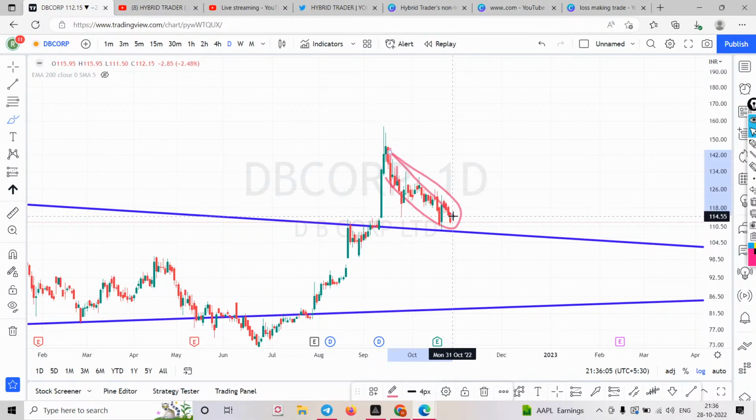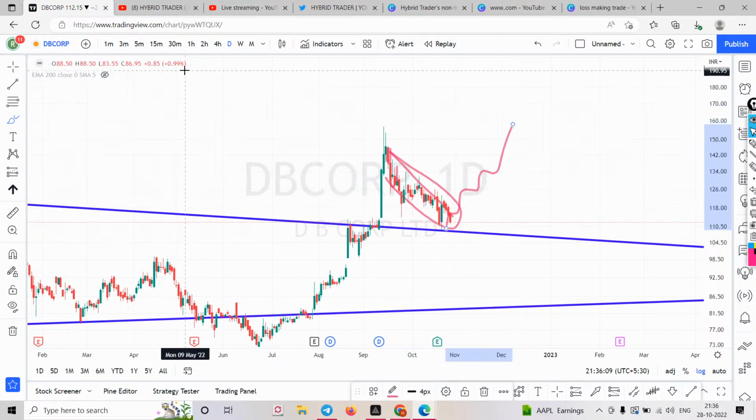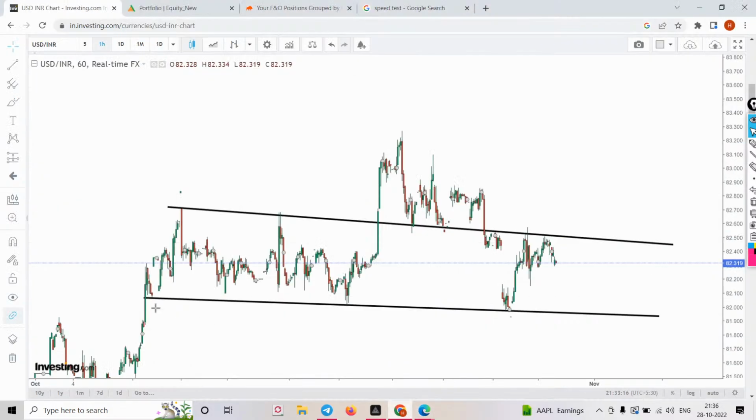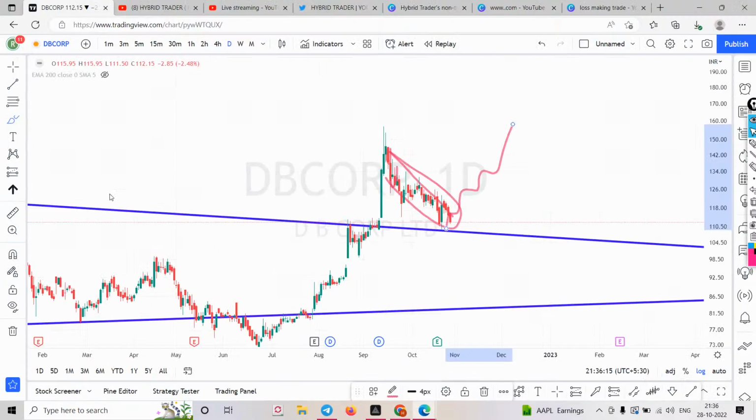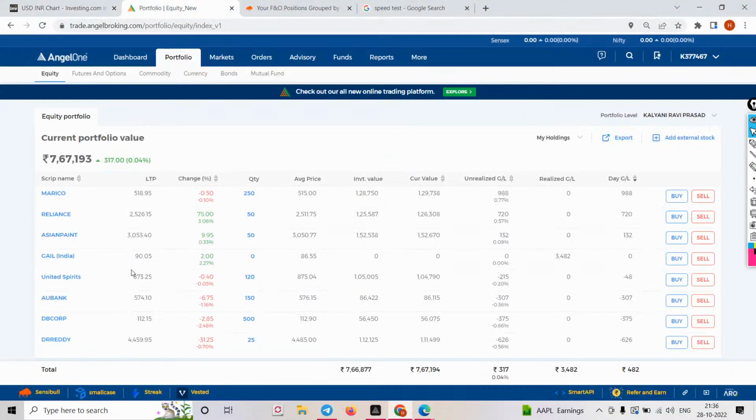So my expectation is the stock might bounce from here. That's the reason I went long in DB Corp. Right? I'll show you my real trade. This is my real trade. I went long in DB Corp. Where is the trade? This one.